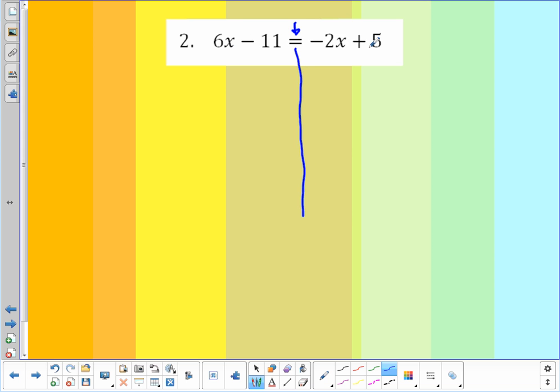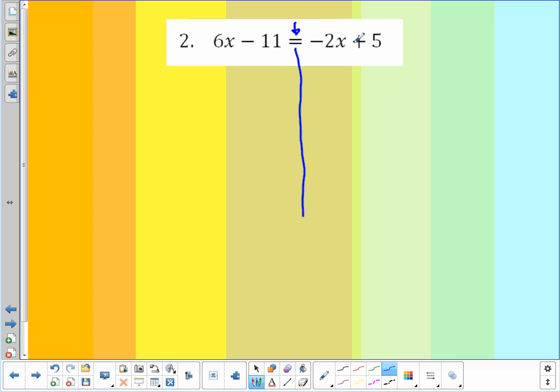So in our first step, I need to look for like terms and any distribution. Over here, I don't see any distribution and I don't see any like terms. This term has an x and this one doesn't, so I can't put them together. On the right-hand side, again, no parentheses, so I have nothing to distribute, and no like terms. That's an x, that's a constant, so I can't put those together. So I'm done with step 1. I couldn't do anything with step 1.